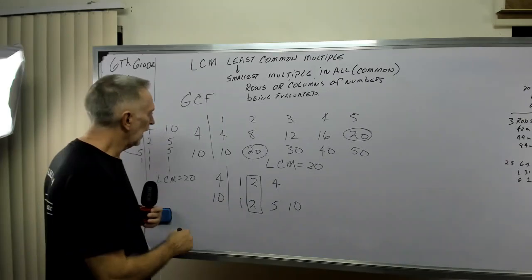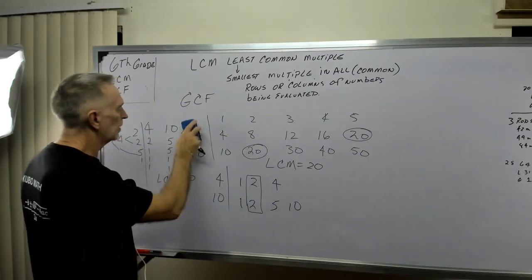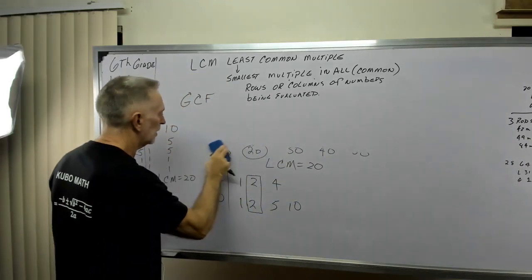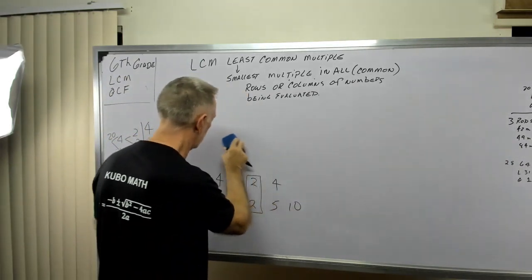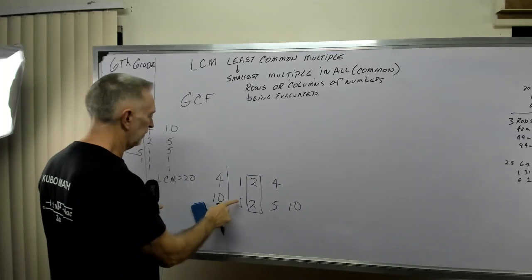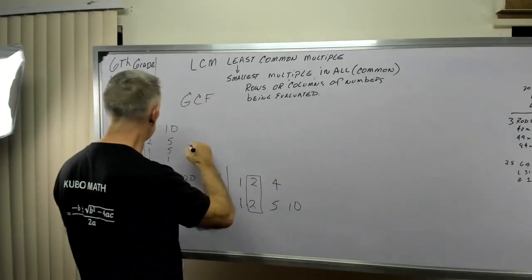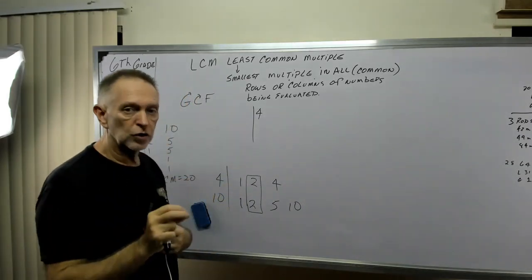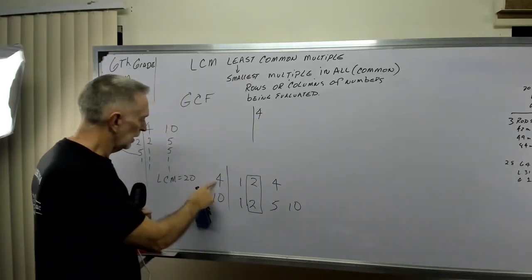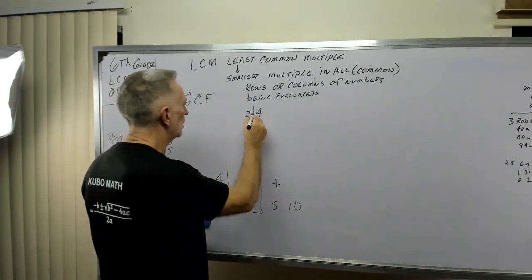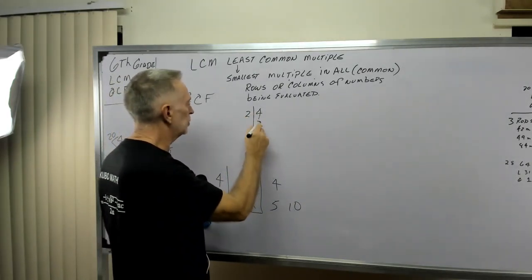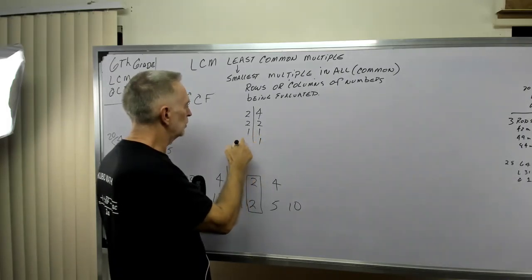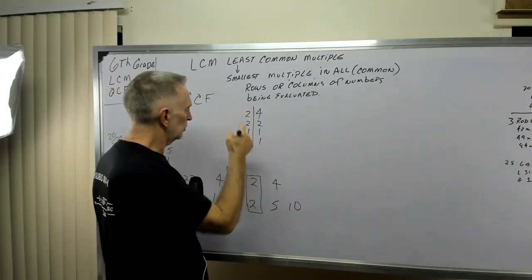Well, how can we use the method? Let's see, let me get this out of the way. So we found 2 here. Let me take 4, and now I'm going to look at each term individually. So 4 divided by 2 is 2. 2 divided by 2 is 1. 1 divided by 1 is 1. I have a 1, 2, and a 2.